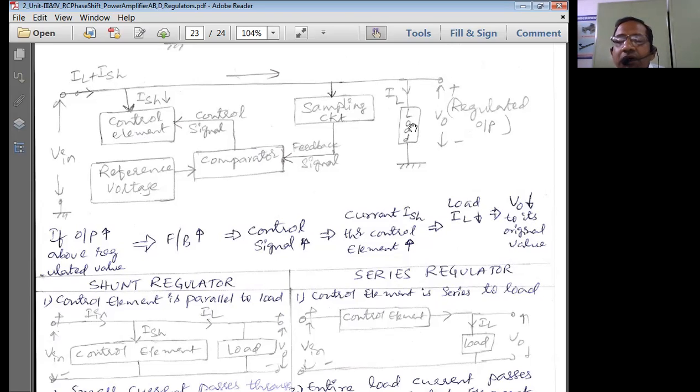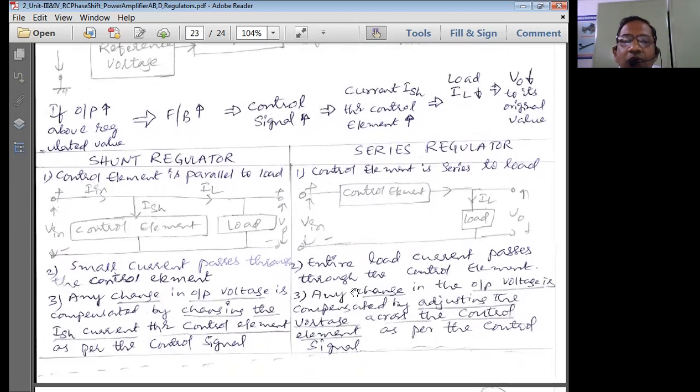That means due to some conditions, external conditions or internal conditions of the circuit, whatever it is, if the load voltage changes, then we are compensating this change in load voltage. If load voltage V0 increases, what happens? Feedback increases, control signal increases, and ISH, the control element shunt current, is going to increase and load current decreases. Thereby output voltage decreases. So this is the flow of operations which is normally involved in this circuit.